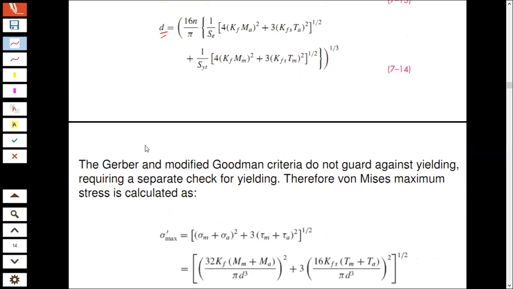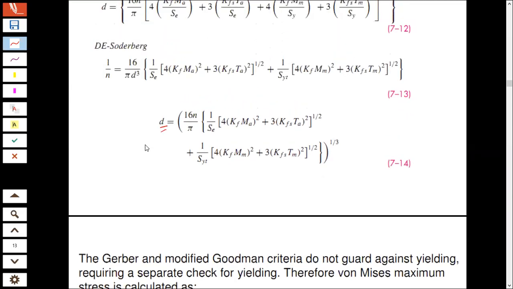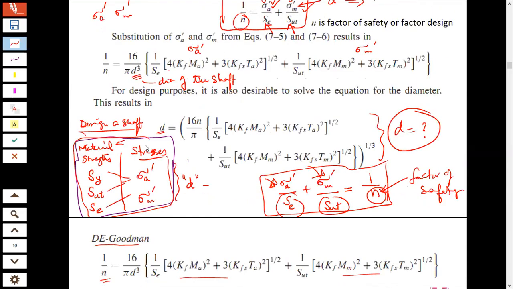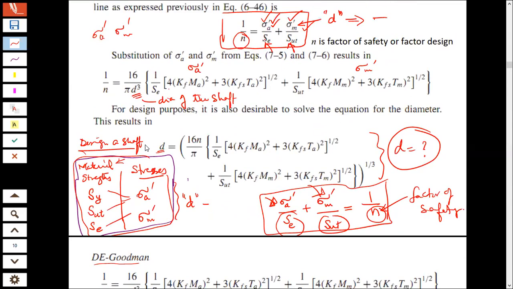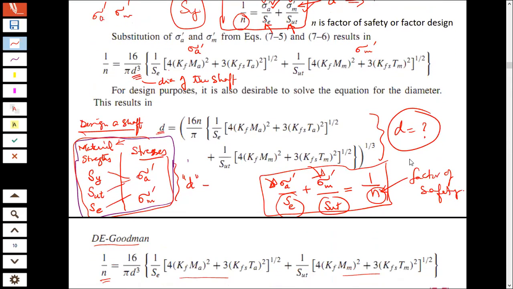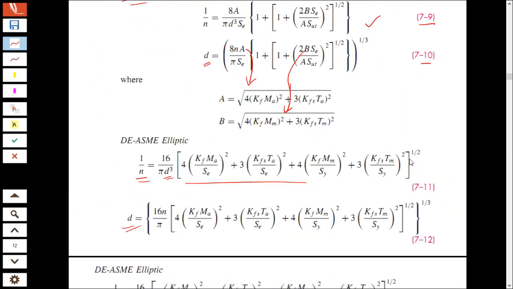Now, looking at all these criterias, as we were looking over there, some of these criterias do not take yielding into account. Even the D. Goodman that we just saw, let me go up again. What do you see over here? Do you see yielding in here? No. And we saw the lines too, so those lines, the Goodman failure criteria does not take yielding into account.